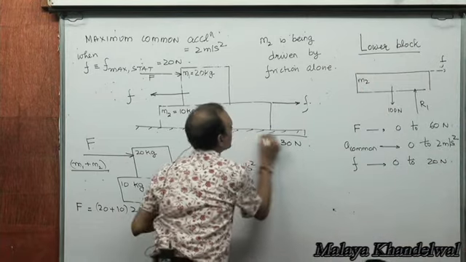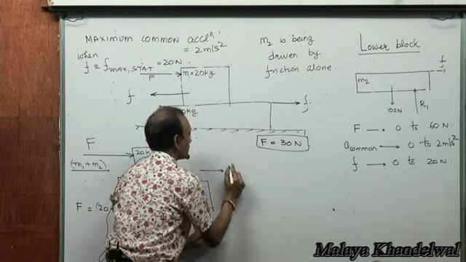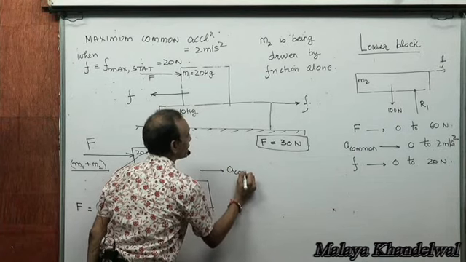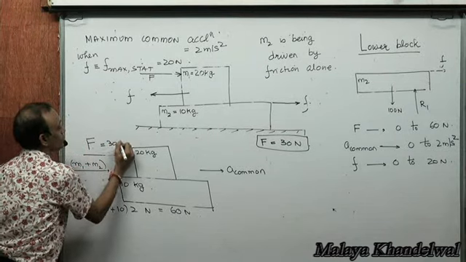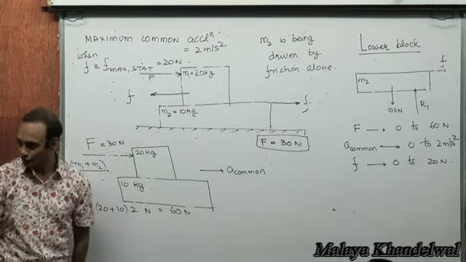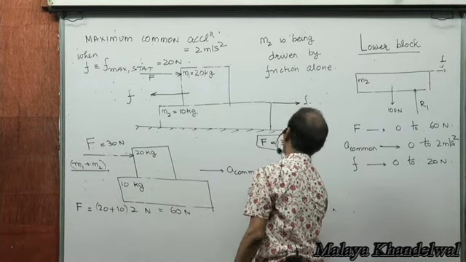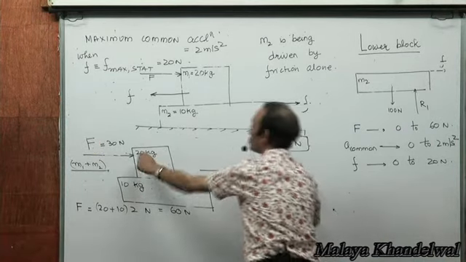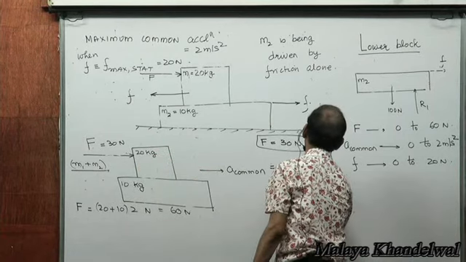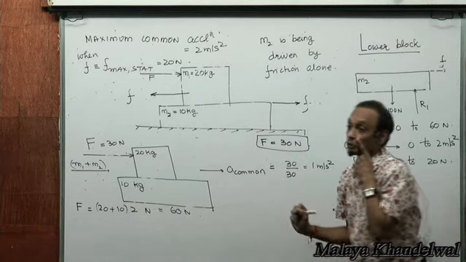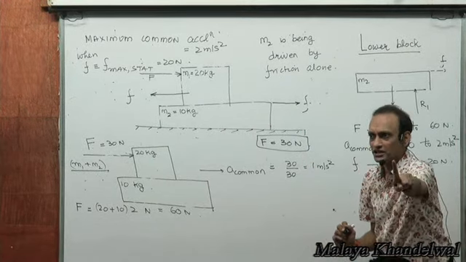So when capital F is 30 newtons, what happens to the common acceleration? They will move together, right? What happens to the common acceleration? F would be 30 divided by 30. Yes or no? 30 newtons divided by total mass, which is 30, which is 1 meter per second squared, is the common acceleration between the two surfaces. Yes or no? Do you all understand this?